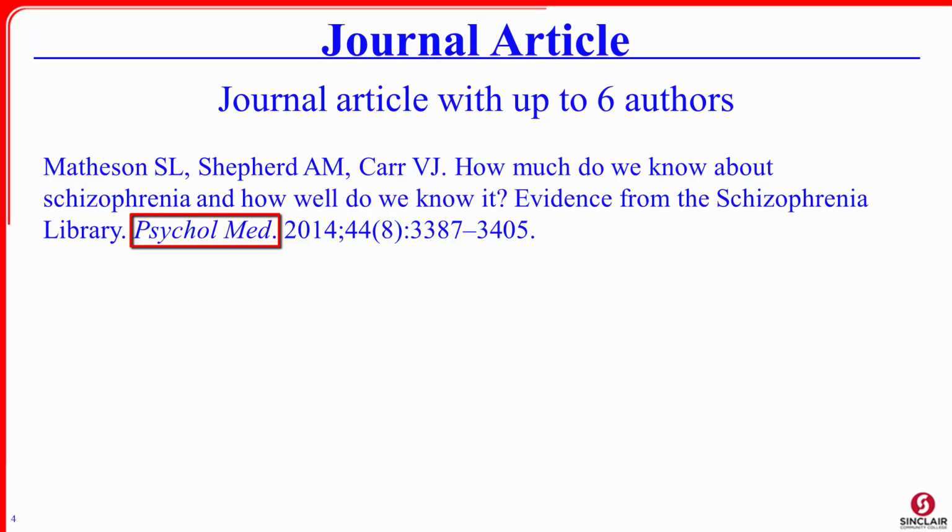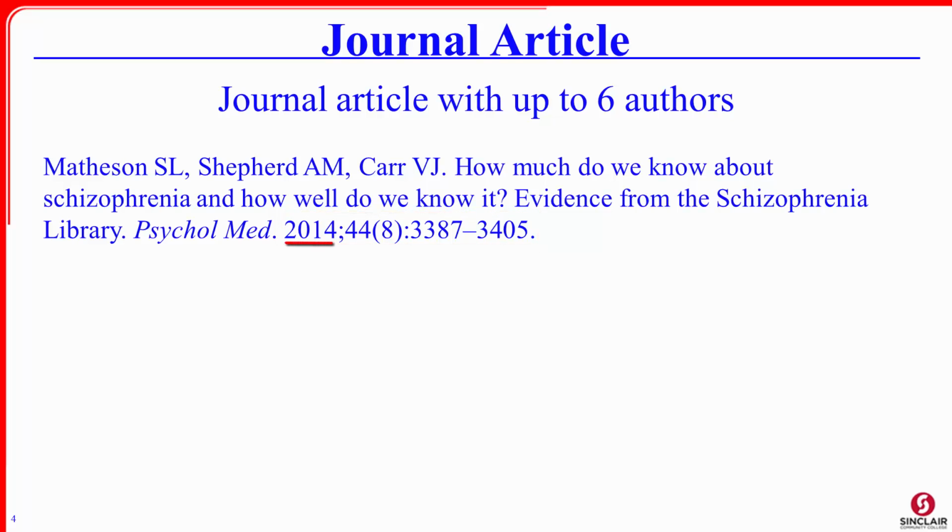In this example, psychological medicine is abbreviated as you see here according to the National Library of Medicine catalog. I'll show you in another video how to find the appropriate abbreviation from the NLM catalog website. And finally, for this reference is the year, volume, issue number, and page information. Note here there are no spaces in any part of this section of the reference.